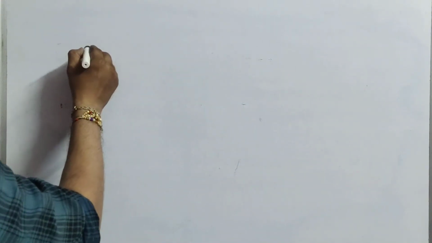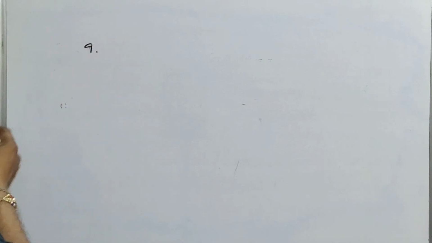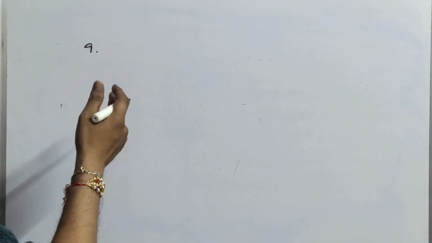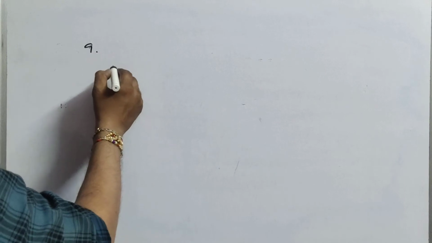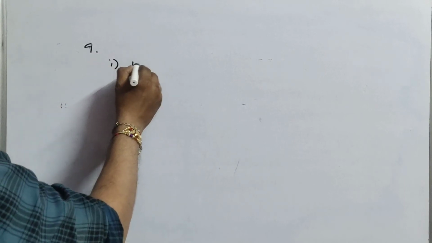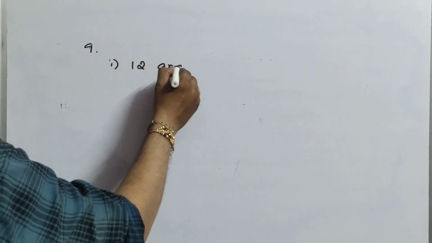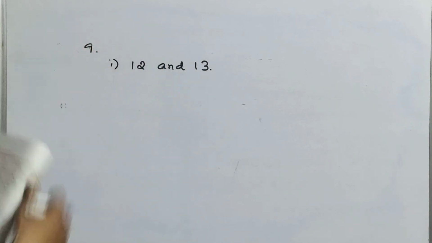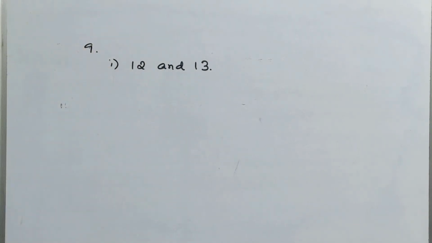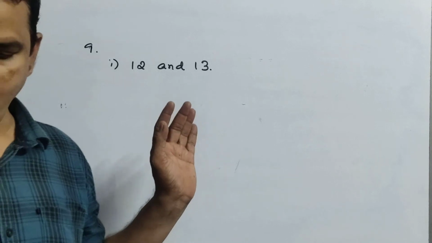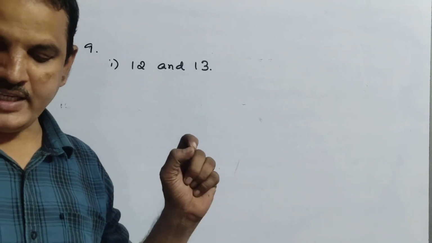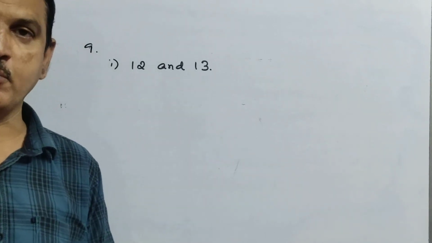Okay children, it's the 9th question here. How many numbers lie between the squares of the following numbers? The first question is given 12 and 13. Okay. Now it is asking how many numbers lie between the squares of the following numbers.